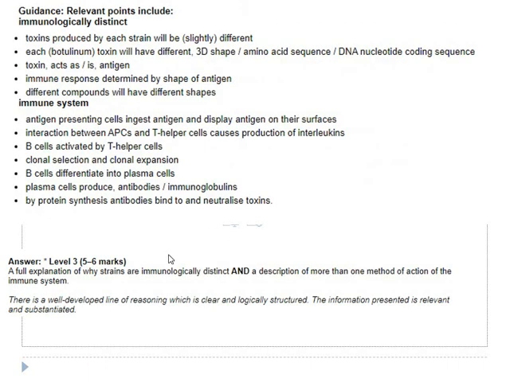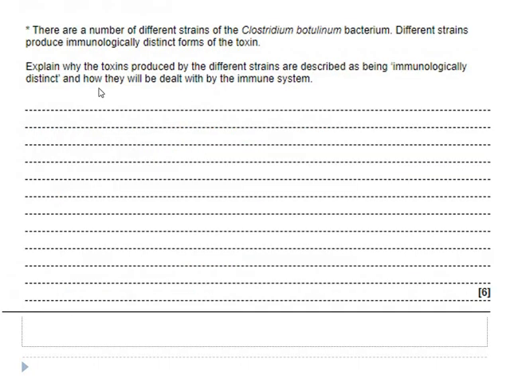And question 2, again, feel free to pause the video, nice 6 marker. Okay, so a little bit more difficult this one, so I'll try and give you a little bit of guidance here. Explain why the toxin produced by the different strains. A couple of key points here in this question is you've got different strains. Explain why the different strains are distinct.